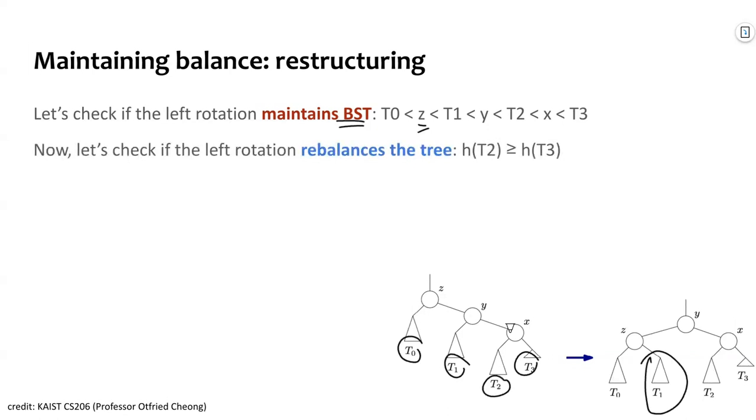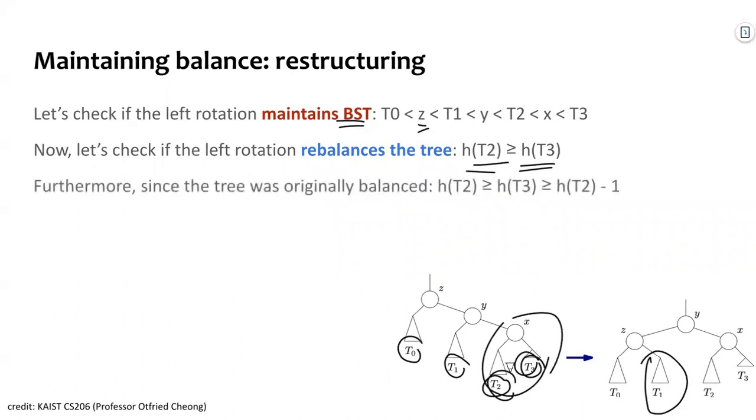And let's check if the left rotation rebalances the tree. The height of T2 was larger than or equal to the height of T3, because this was originally an AVL tree. Furthermore, the tree was originally balanced. The height of T2 was larger than the height of T3, and the difference is not larger than 1. So HT3 is larger than or equal to HT2 minus 1.